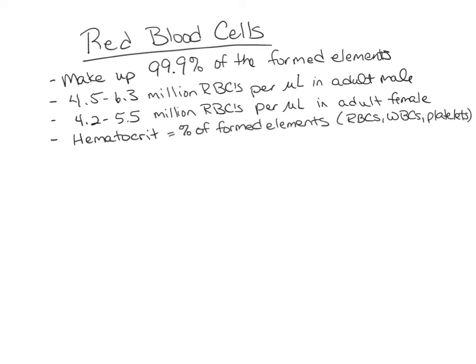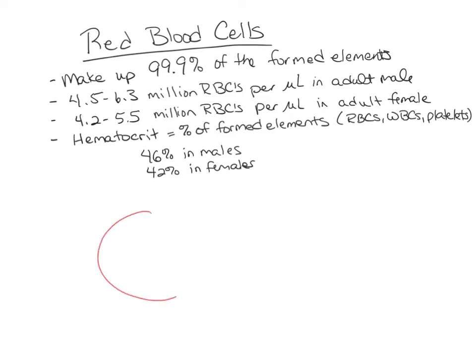Hematocrit is the percent of blood that's occupied by the cellular elements, or the formed elements, like the red blood cells, white blood cells, and platelets. But since we said that the red blood cells make up 99.9% of the formed elements, basically with a hematocrit, what we're looking at is the percent of red blood cells in the blood. The hematocrit in males averages 46%, and the hematocrit in females averages 42%.